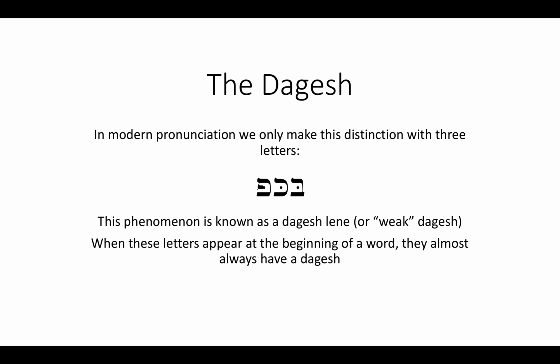When these letters appear at the beginning of the word, they almost always have a dagesh, and that is true actually of all the Bagad Kafat letters. When they appear at beginnings of words, they have a dagesh. So that's why, if you're asking yourself, why is this dagesh here? That's why it's there.